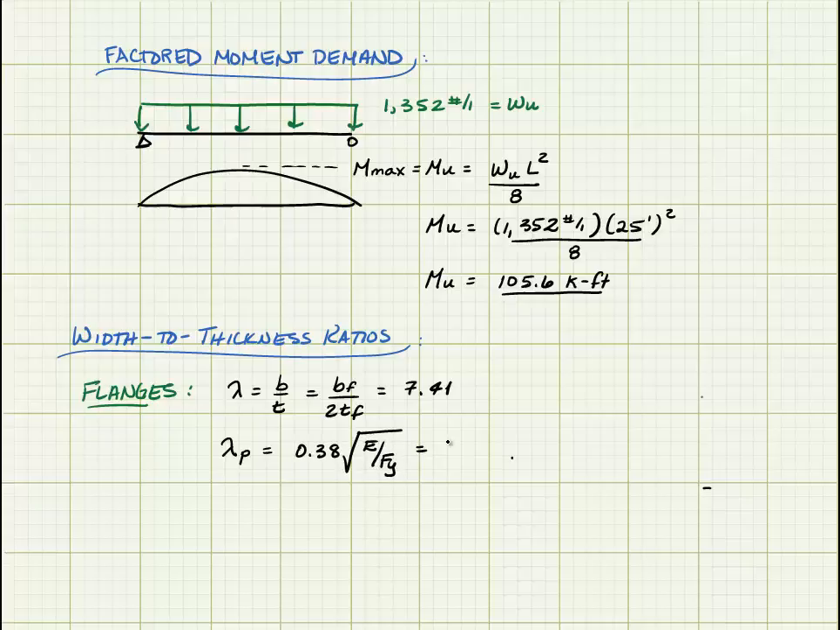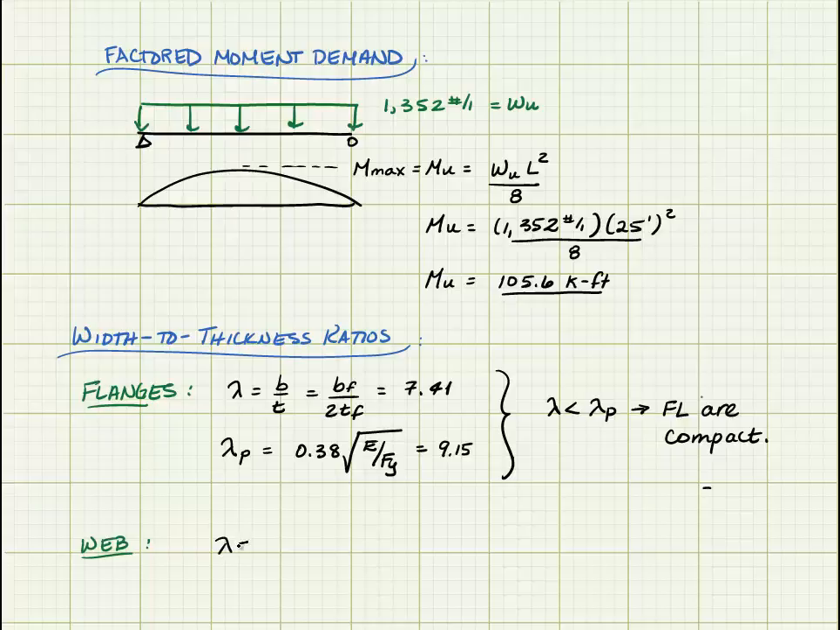So this is equal to, for 50 KSI steel, 9.15. And I don't have to go any further because lambda is less than lambda sub p, so this tells me the flanges are compact. Next, I'll do that same process for the web.